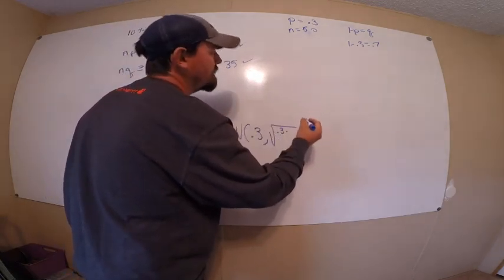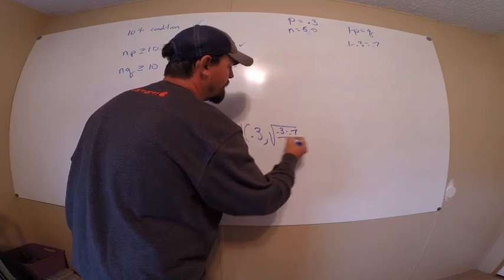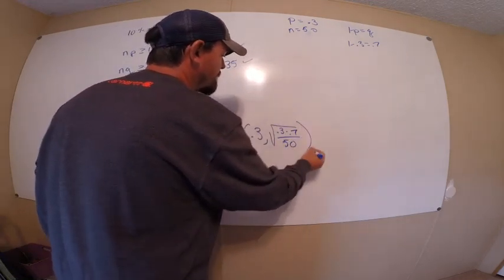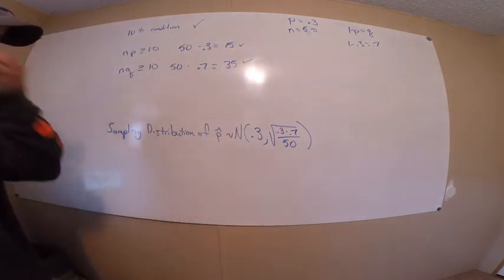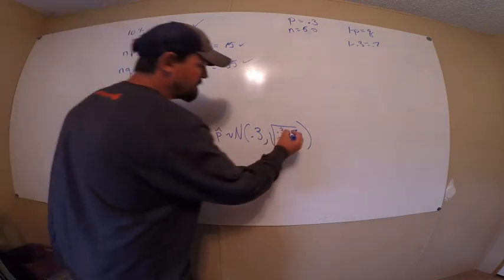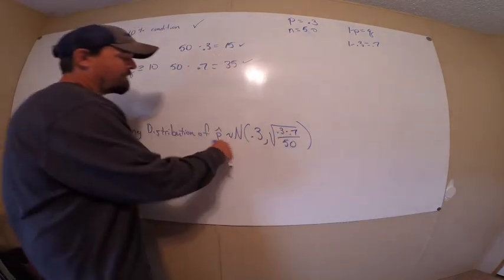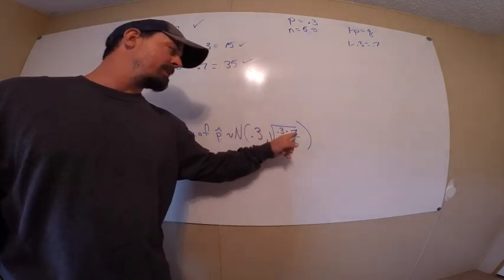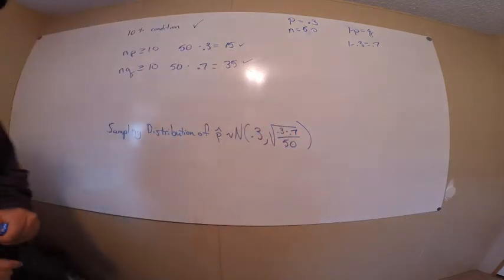Our Q here is 0.7 all over our N, which is 50. You can simplify that if you want to. You can type that directly in the calculator if you want to. I'm just going to leave it as is. So we've got P hat is approximately normal, 0.3, square root of 0.3 times 0.7 all over 50.